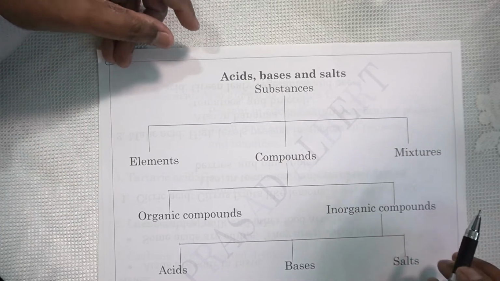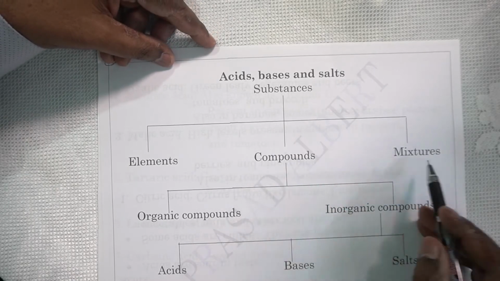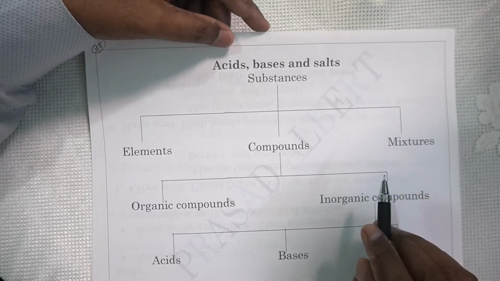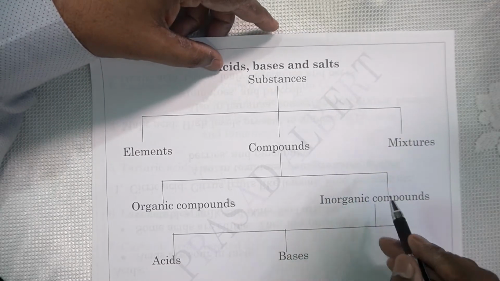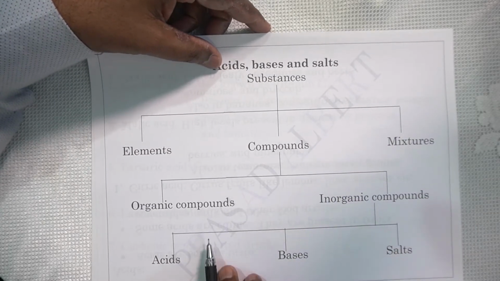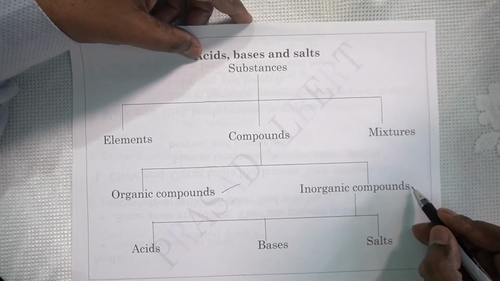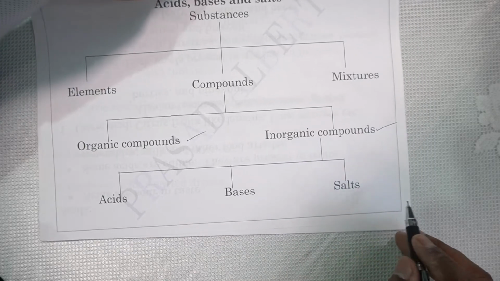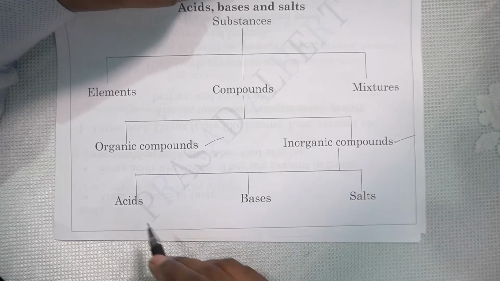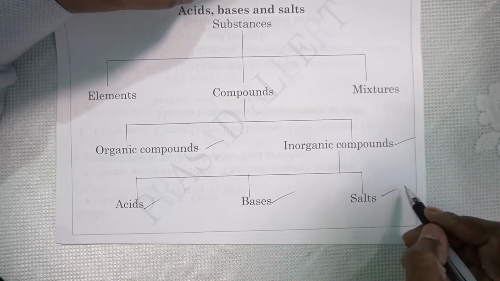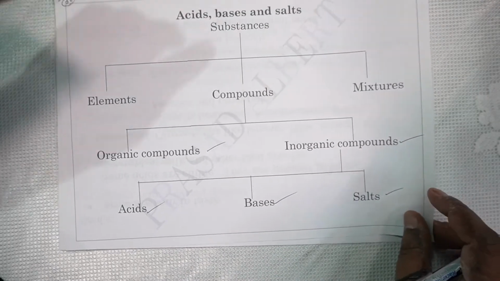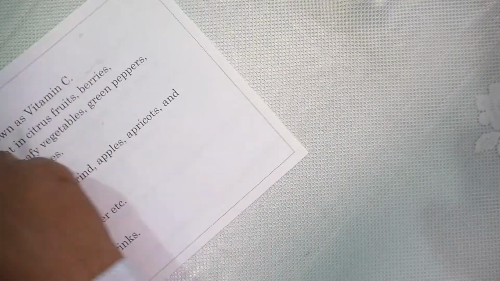Substances may be classified as elements, compounds and mixtures. This we all know. And then compounds may again be classified as organic compounds and inorganic compounds. Now, inorganic compounds are further classified as acids, bases and salts. So, these three are the major kinds of substances under inorganic compounds. Now, we will see this one by one.